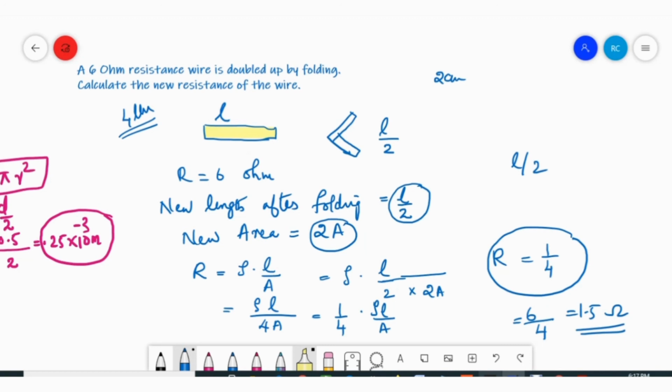So when you fold a wire, its length is divided by 2. You need to divide the length by 2. So it becomes L by 2. Which means the resistance will become 1 by 4th of its original value. Original value was 6 ohm, when the wire had length L. Now the length is divided by 2, so the resistance value becomes 1 by 4th of its original value. So 6 by 4, that is 1.5 ohm.